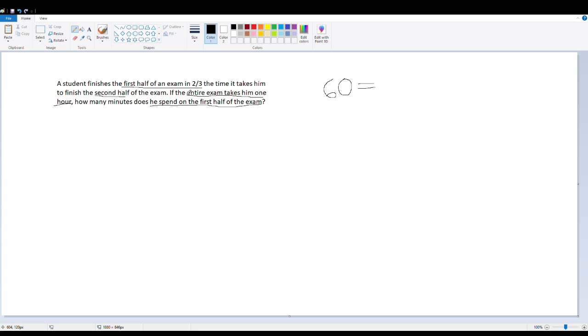Now, before we continue, we have to have a value for this half of the exam. We need a value. So what I'm going to do is let x represent half of the exam. So I'm going to let this x represent the second half of the exam, and I'm going to let this x represent the first half. But here's another part. See this? 2/3. It took him 2/3 of the amount of time it took him to complete that exam.